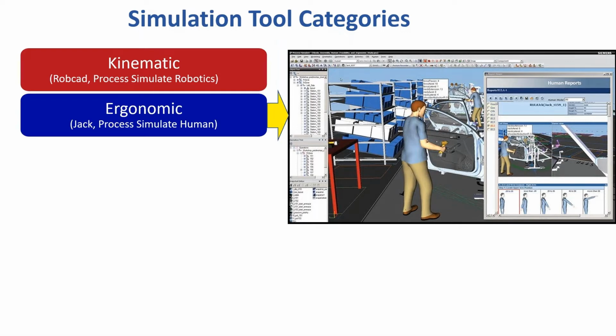Another category is ergonomic tools like Jack and Process Simulate Human that let you analyze human motion and optimize the ergonomics of human operation to enhance worker efficiency and minimize injuries. Note that the focus here is on the actual motions that a worker makes in order to complete a task.